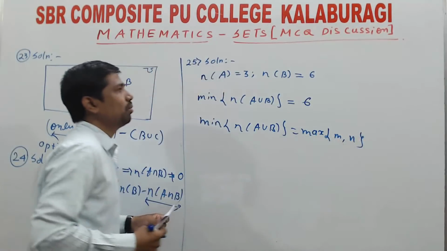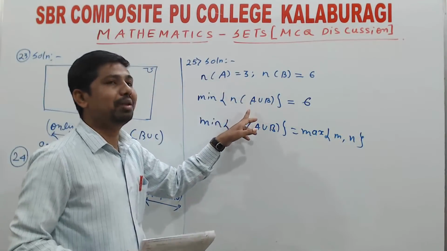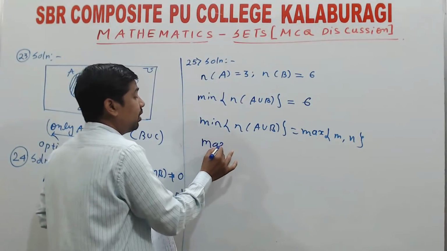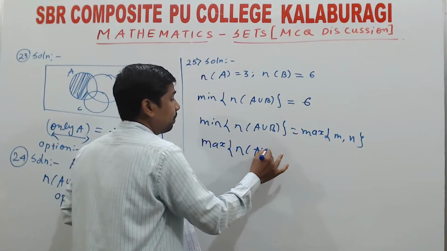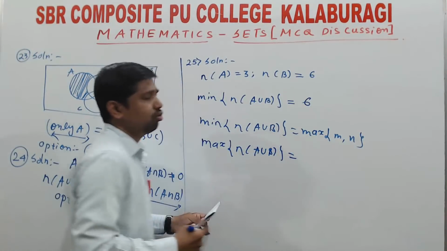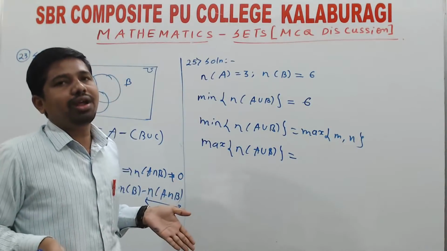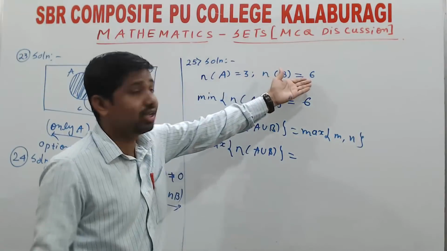So which set has the maximum number of elements? Those many is the minimum number of elements you can find in A union B. And what will be the maximum number of elements in A union B? I should take minimum common. What is minimum common? I can take 0. Right? Maximum I can take 3 as common.